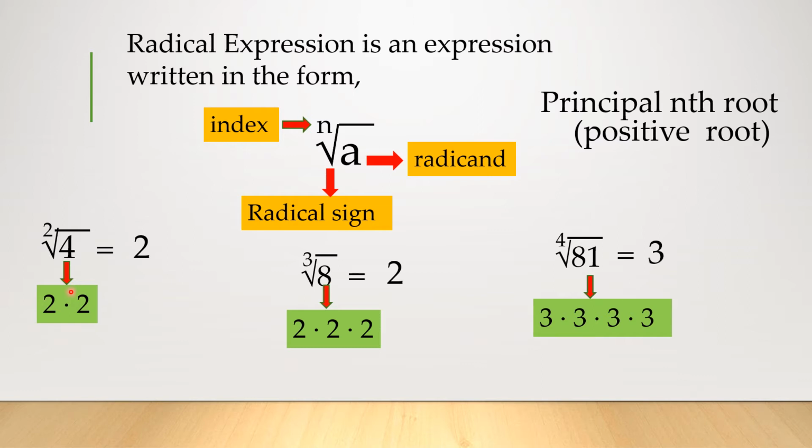So, what does it mean? It means that what number raised to 2 is equal to 4? And that number is 2. What number raised to 3 is equal to 8? And that is 2. What number raised to the fourth power is equal to 81? And that is 3. That's the thought process on how you get the square root or the nth root.